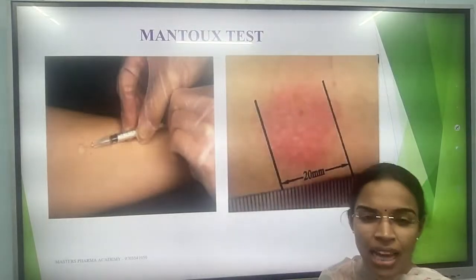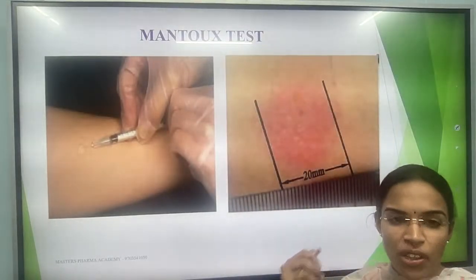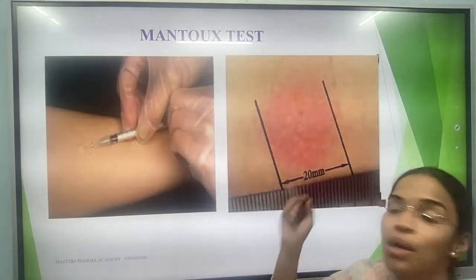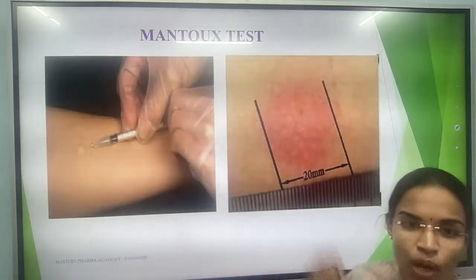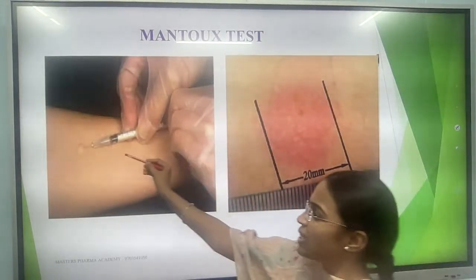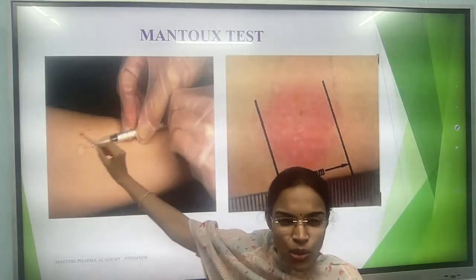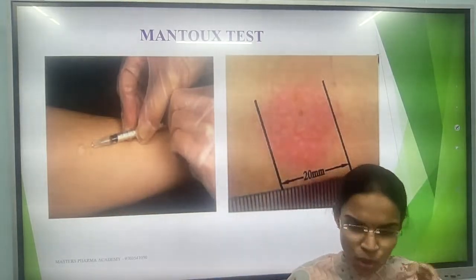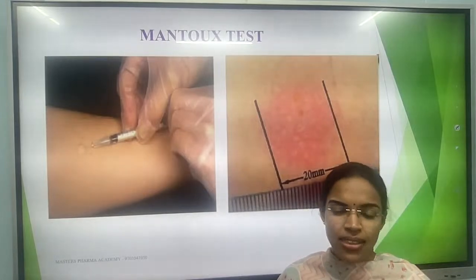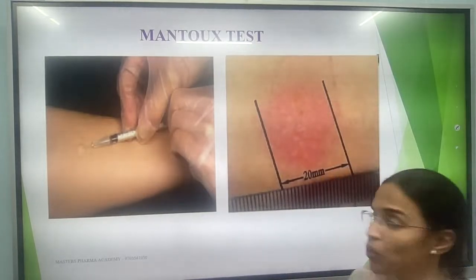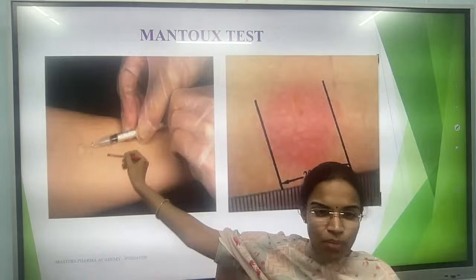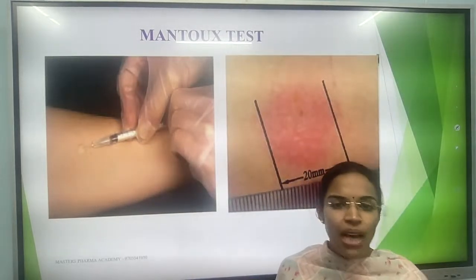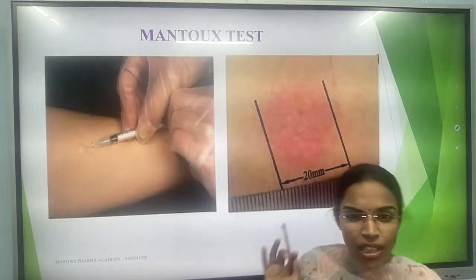So this is how the positive tuberculin test, also known as the Mantoux test, is performed. A small sample of the tuberculin bacterium culture is injected into the body, usually the dorsal part of the hand, and the reaction is observed after 2 to 3 days.